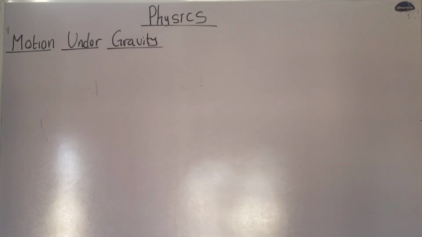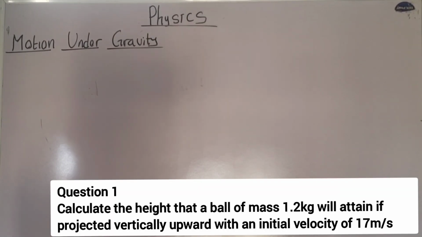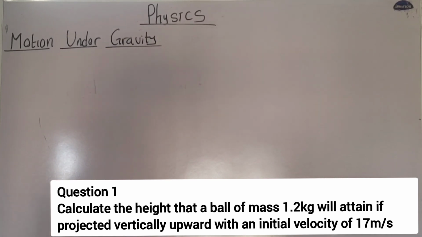In this class, we're going to go over questions on motion under gravity. Okay, let's start with the first question. Calculate the maximum height a ball of mass 1.2 kg will attain if projected vertically upward with an initial velocity of 17 meters per second.